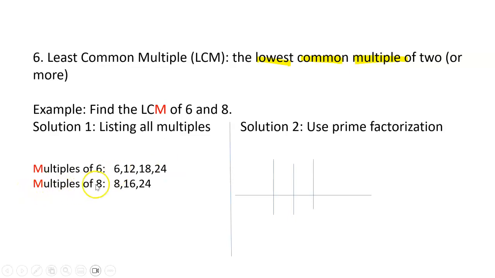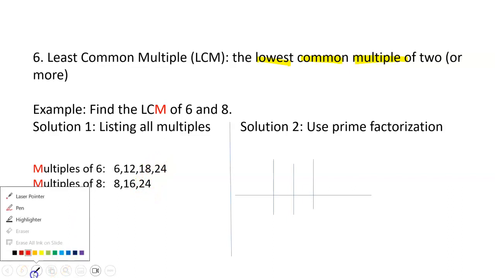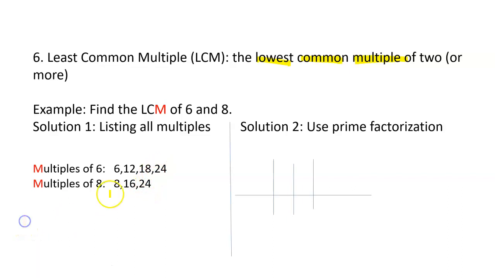Similarly, we're going to take 8, multiply by 1. 8 times 1 is 8. 8 times 2 is 16. 8 times 3 is 24. And the reason I stopped is because now we found a common one, and both of them have 24 as a multiple. Notice that they have different multiples, but they also have some common ones. And 24 is the first common one we can see from the list.